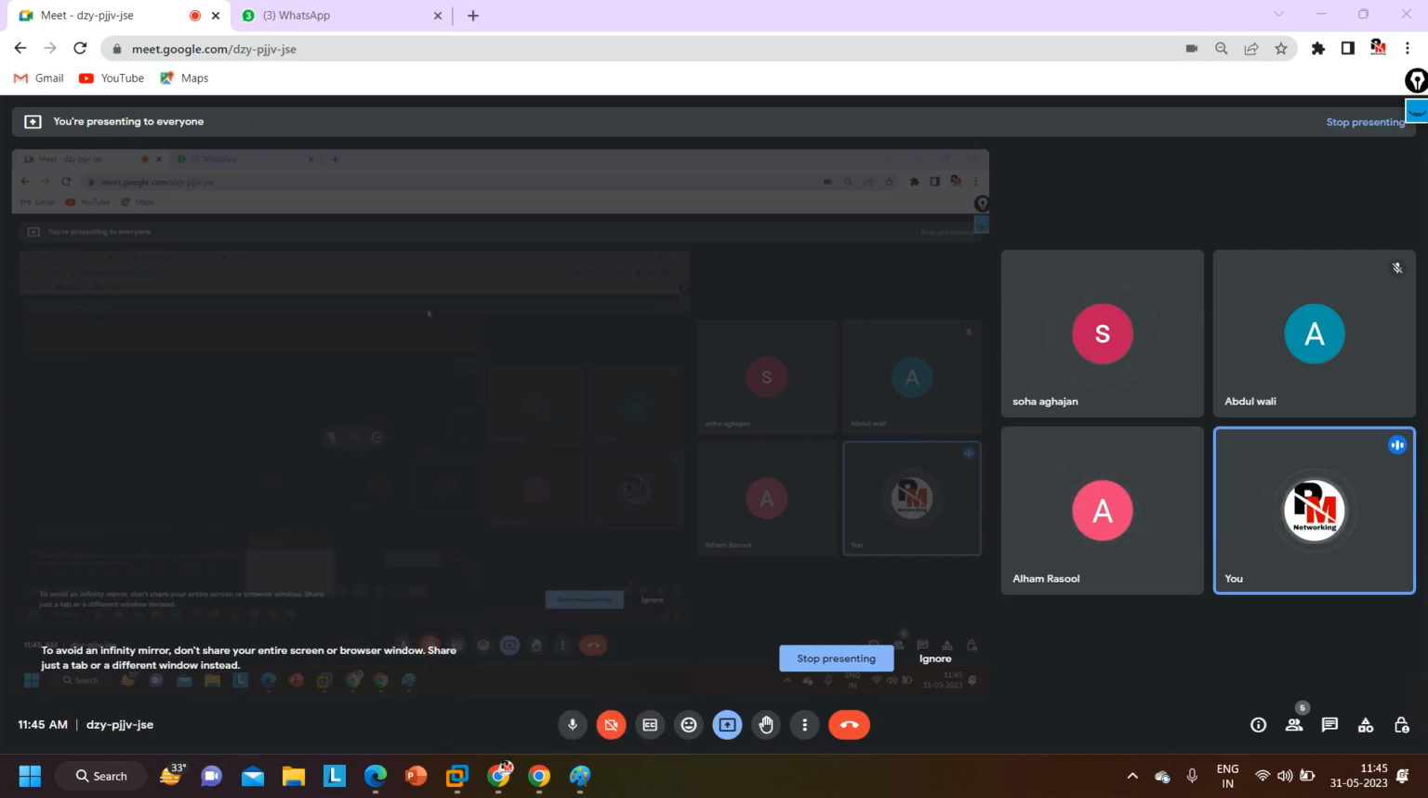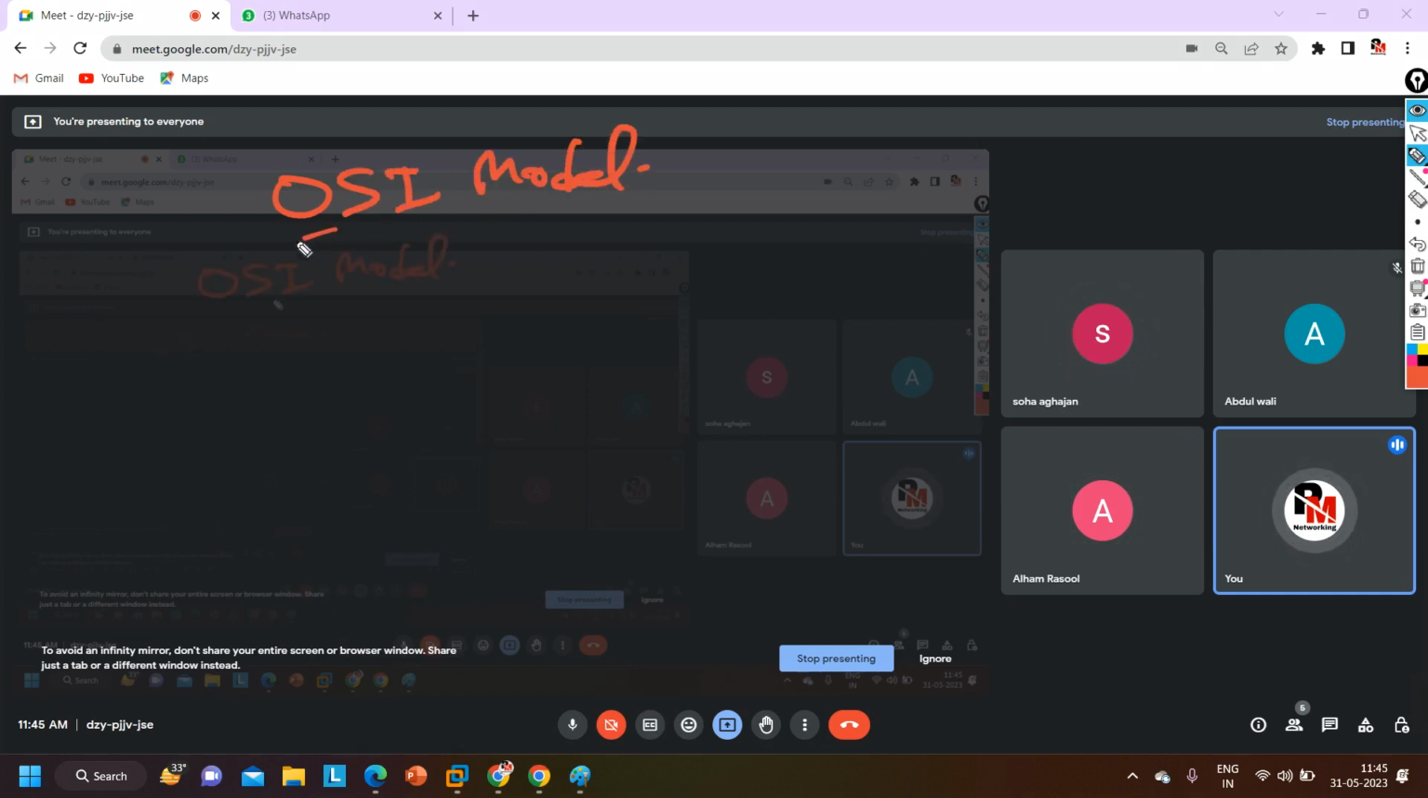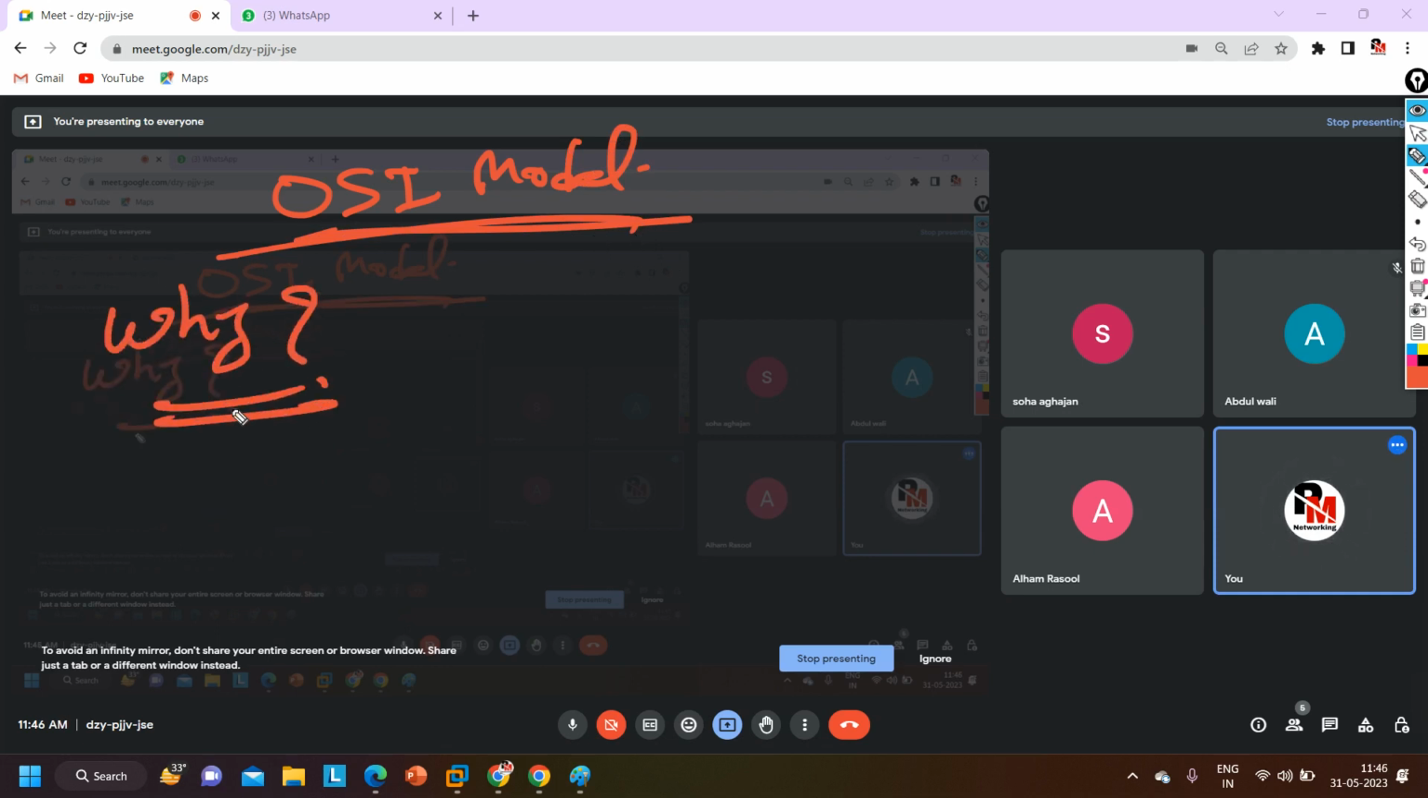Now, a very important topic is the OSI model. It is a very interesting and very important topic of networking. Before understanding what the OSI model is, first of all, let's discuss why we came up with the OSI model. Can anyone explain why we need the OSI model? That's a layer of networks, and we needed to understand and feel the layer of networks.